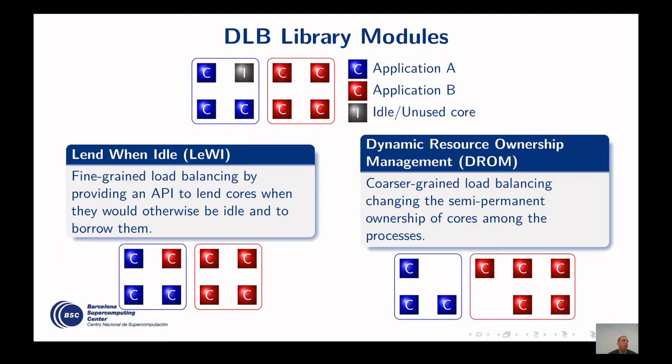They work differently because LEWI lends the cores when they are not used by the main application in a more fine-grained way, while DROM changes the ownership, the semi-permanent ownership of the cores.